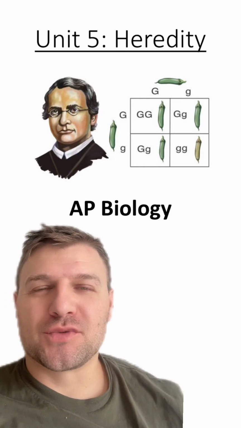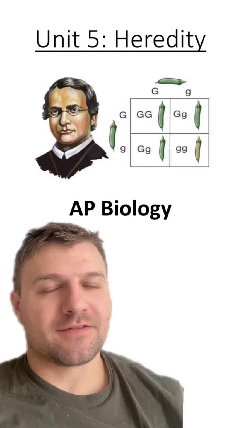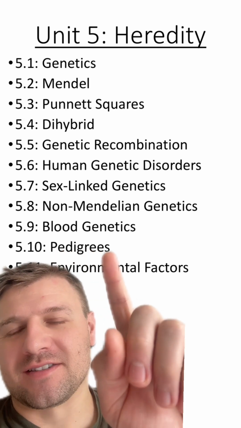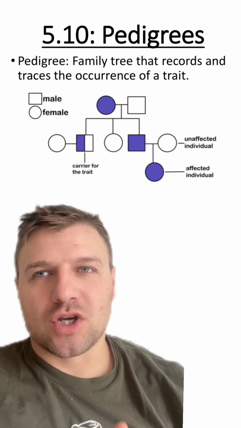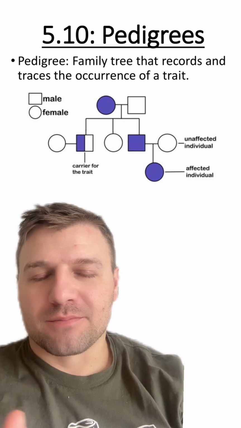Hello AP Biology students, we're going to go over the 10th section in Unit 5. And in this section, we're going to cover something called pedigrees. Now, pedigrees are basically just a family tree. What they do is they record and show how different traits are passed from parents to offspring.